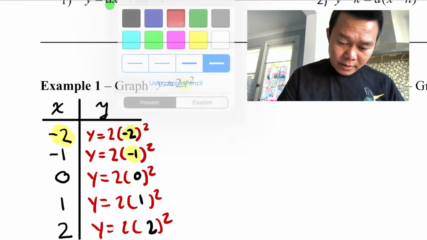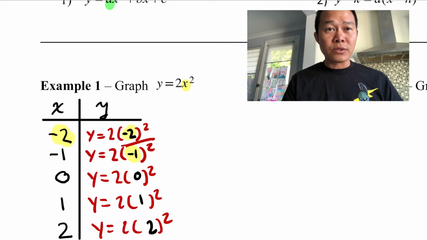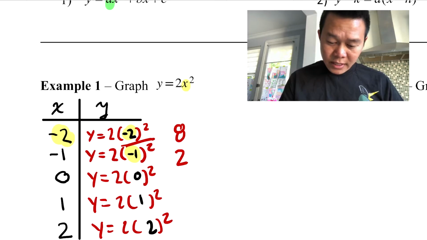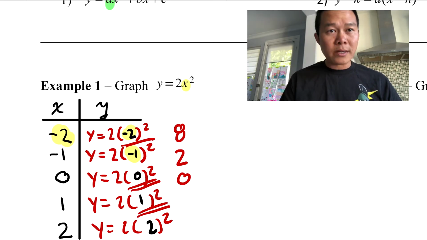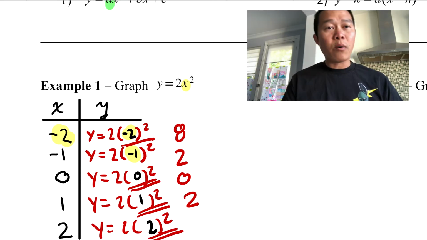Evaluating the first one, we have to square the -2 first, okay? And then we're going to multiply it by the 2 in the front. That's going to give us 4, and 4 times 2 is going to give us 8. This is going to give us 1, and 1 times 2 is going to give us 2. This is going to give us 0, right? And then 0 times 2 is 0. This is going to give us 1, and then 1 times 2 is going to give us 2. And then this is going to give us 4, and then 4 times 2 is going to give us 8.